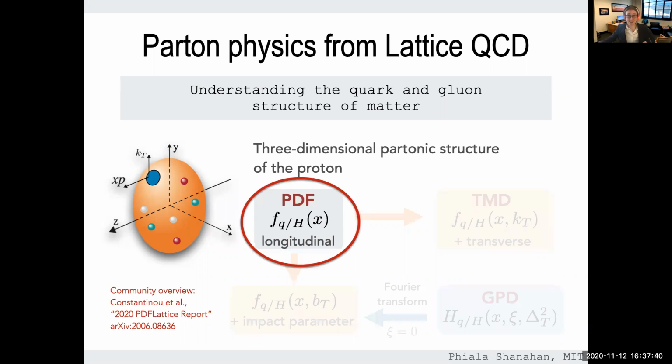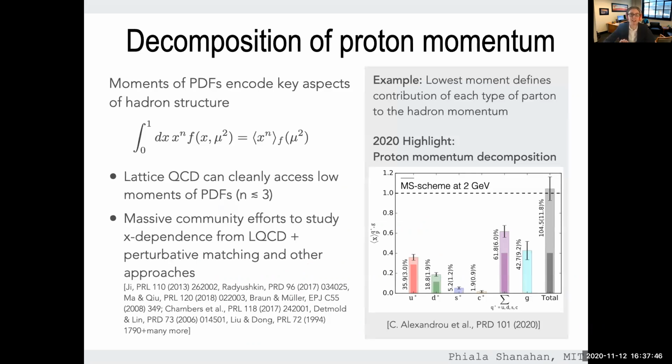So starting with the PDFs, the parton distribution functions sound complicated, but the moments in particular encode some very key and intuitive aspects of hadron structure or proton structure. So the moments are these x-weighted x integrals, where again, x is the longitudinal momentum fraction carried by that parton. And the lowest moment describes the contribution of each parton to the momentum of the hadron. And there's this nice highlight this year of the proton momentum decomposition by Dean Alexandru and collaborators, where they've calculated each contribution, up, down, strange, charm, and gluon contributions to the proton momentum, and see that they add up to 1, as of course they must.